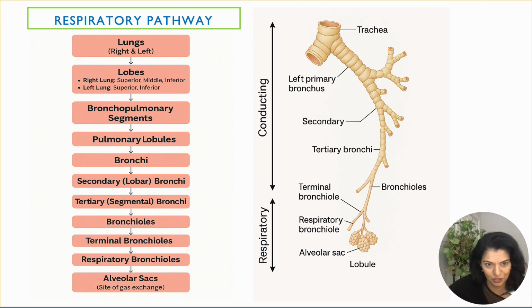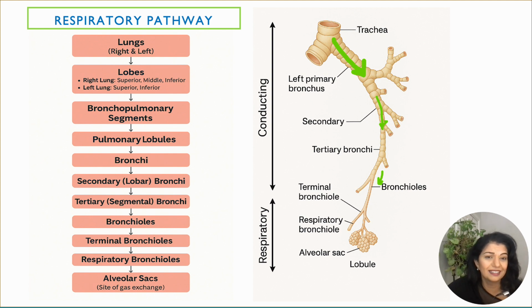Left again has superior and inferior, only 2 lobes. So each lobe is then divided into bronchopulmonary segments, which are further divided into pulmonary lobules. Okay, from there, air flows through the bronchi, and it begins with the secondary lobar bronchi and then the tertiary segmental bronchi. And then these become even smaller, forming bronchioles.